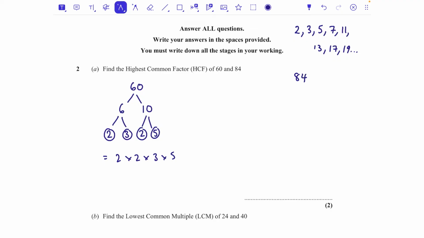With 84, let's make that 42 times 2. 2 is prime. 21 times 2. And then 21 is 3 times 7. So 84 is 2 times 2 times 3 times 7.